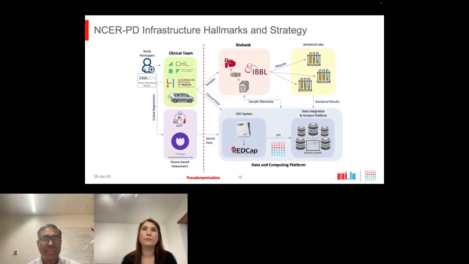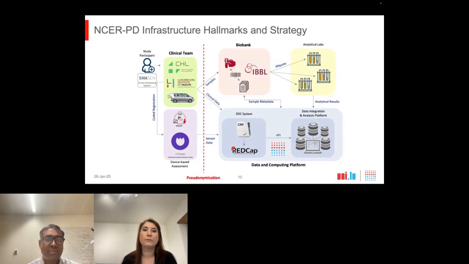This is a biobank. It is a certified biobank, and they have well-established protocols to process these samples, and then they prepare the aliquots, and also they document the sample metadata digitally. Then these aliquots go to the different analytical labs, and we receive analytical results like genomics, metabolomics, and microRNA profiling, etc.